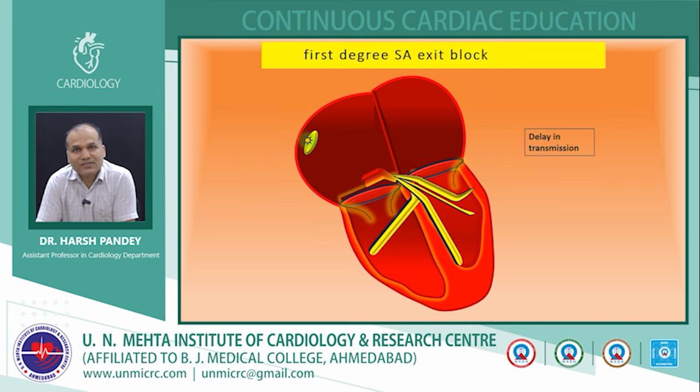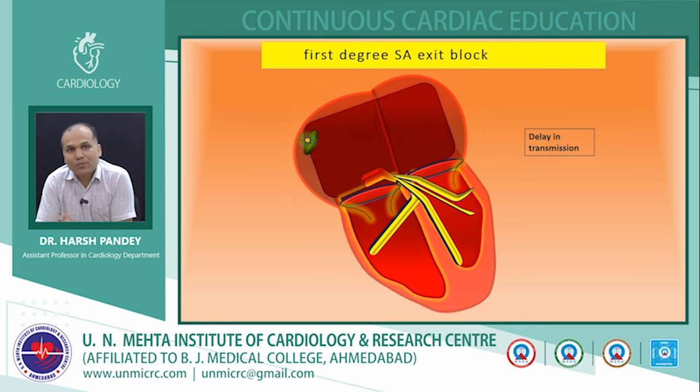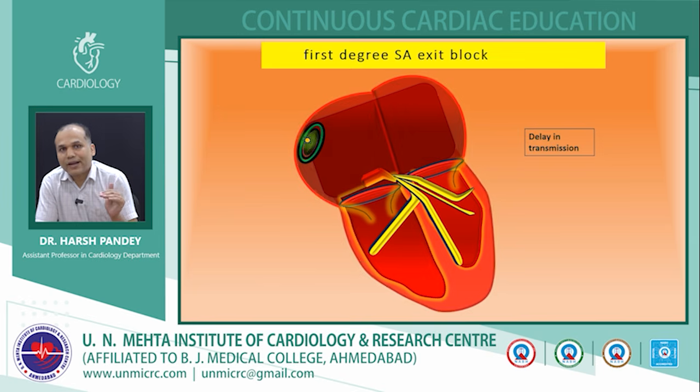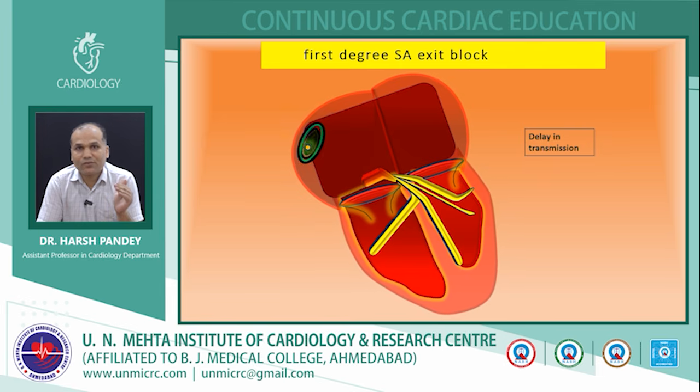First degree SA exit block. What happens here? There is a delay in the transmission of the impulse from the sinus node to the atrium. The impulse will form inside the sinus node, but there will be some amount of fibrosis around the sinus node. So the impulse will form, but it will take some time to discharge from the sinus node to the atrium, so there will be some delay in transmission. But since we have already discussed that sinus nodal activity does not reflect in the surface ECG, we are not able to see this particular finding in the surface ECG.